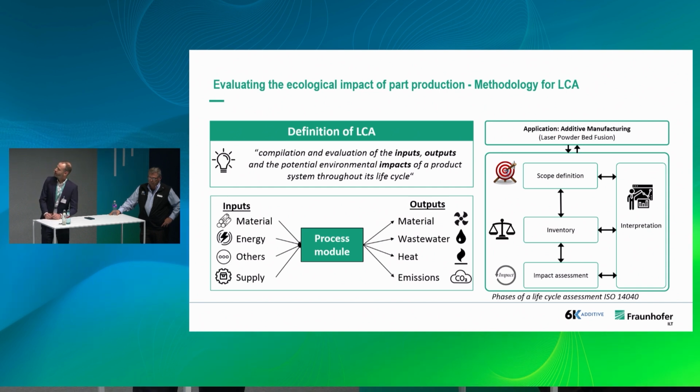On the right side, you can see the practical approach for this case study. We started by defining what we want to take a look at, because there's a lot of data you can possibly take a look at. So we defined what we want to include in this study. Then we took the inventory, which is basically gathering the raw data from the actual production process, and then assessing the impact of whatever we found on our planet. For the LPBF process, it's basically the inputs on the left side, material, energy, and some others, and the outputs are, again, material, waste, heat, emissions, and whatnot.